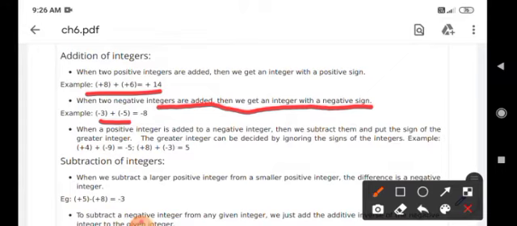Now again, when a positive integer is added to a negative integer, then we subtract them and put the sign of the greater integer.